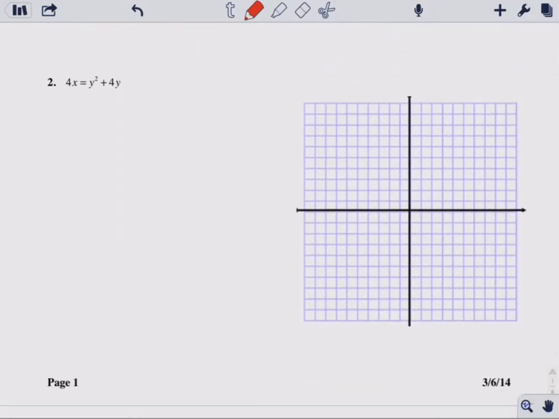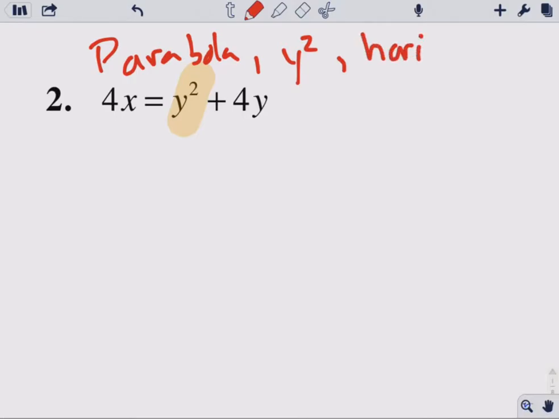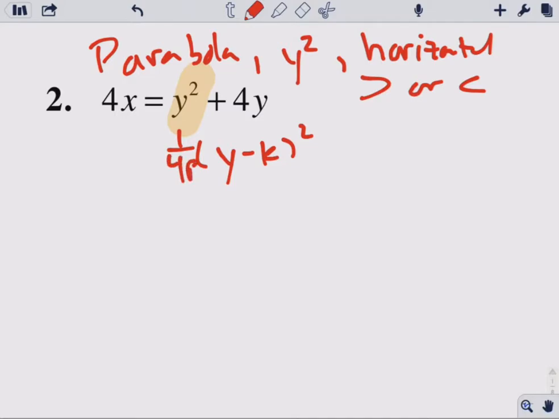Okay, number 2 here. We identify it as a parabola because there is one thing squared. Okay, it's y squared, so that means it is horizontal. I'll figure out if it opens left or right later, so it's either going to open that way or that way. Alright, this is not in standard form because if it's y squared, I should have (y minus k) squared, I should have 1 over 4p, and I should have x minus h over there. So that's your equation for a parabola.